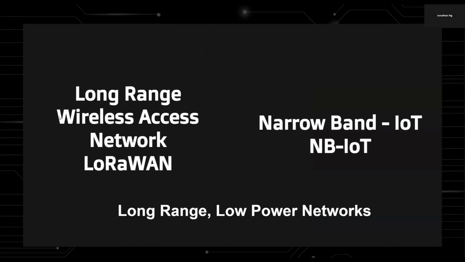Moving on, let's compare two key communication protocols: long-range wide area network, known as LoRaWAN, and narrowband IoT, NB-IoT. Both of these are long-range and low-power networks. However, even though they may seem similar on the surface, they actually have slightly different use cases.